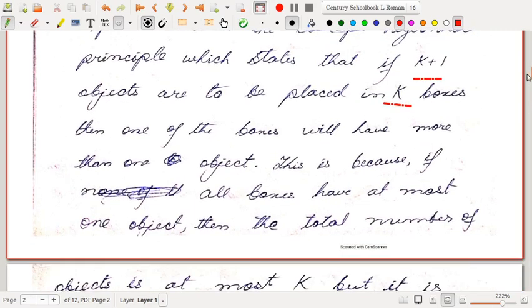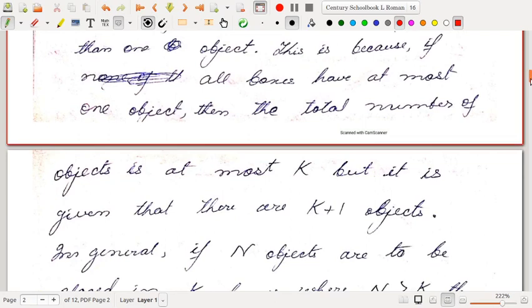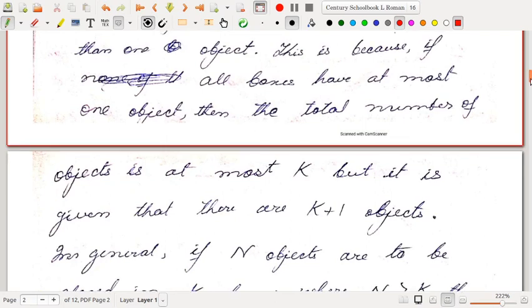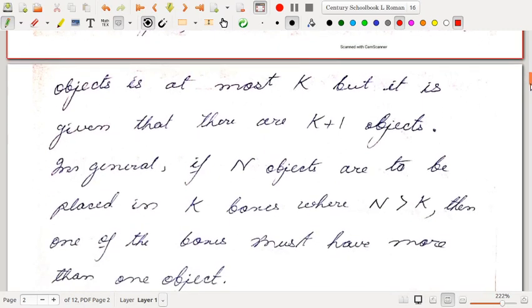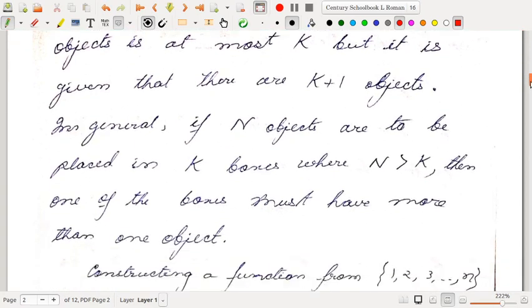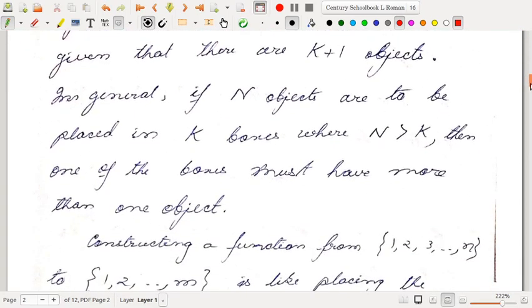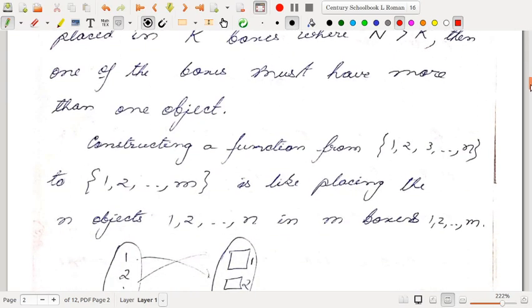This is because if all boxes have at most one object, then the total number of objects is at most k, but it is given that there are k plus 1 objects, so it cannot happen that every box has at most one object. At least one of the boxes should have more than one object. So in general, if n objects are to be placed in k boxes where n is strictly greater than k, then one of the boxes must have more than one object. It's a very important principle in combinatorics.